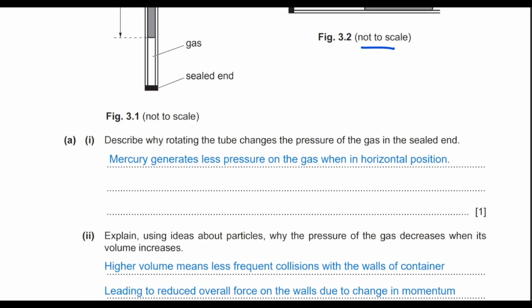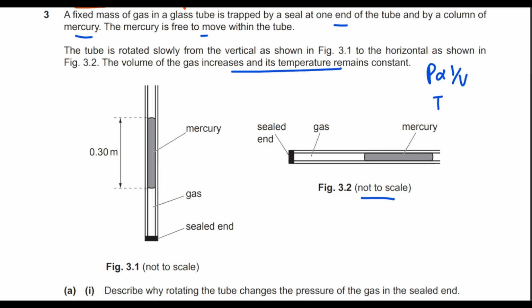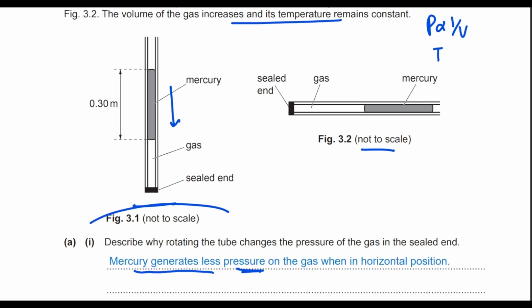First, he says, describe why the tilting that causes the pressure of the gas changes the pressure. Now, he's mentioning that pressure changes. He's not asking to justify whether the pressure increases or decreases. So you have to tell him that the pressure decreases, right? So mercury generates less pressure in the horizontal position. Why? Because when it is in the vertical position, like this one, it has the help of gravity. Due to gravity, it is exerting a pressure of rho g h on top of the gas.